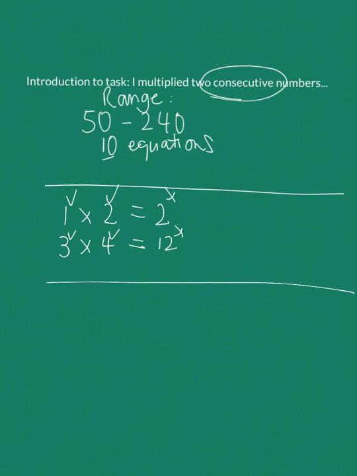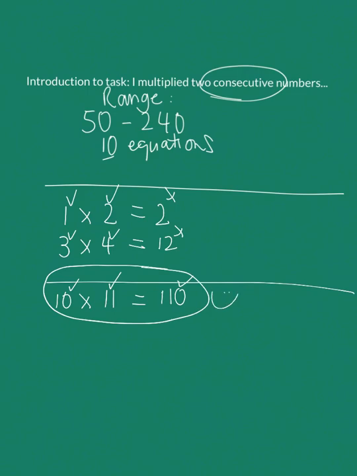Let's go to 10 times 11. Are these numbers consecutive? Yes, they are. And of course, our number is 110. Now, 110, let's look at this. Is it within our range of 50 to 240? Yes, it is. So this could be one of our combinations.